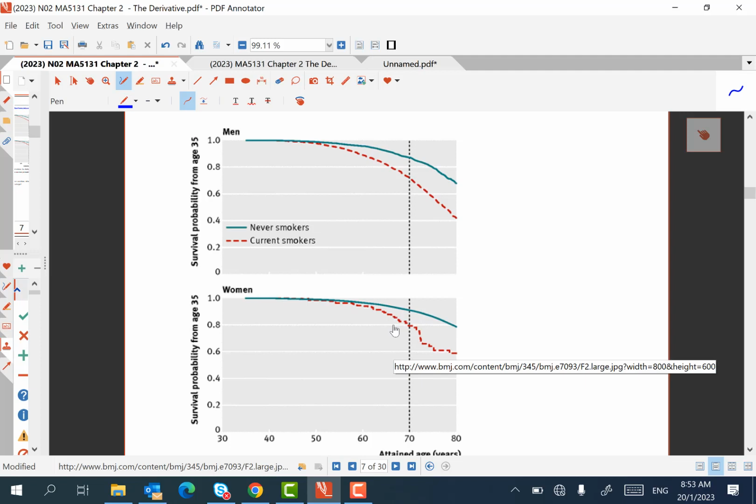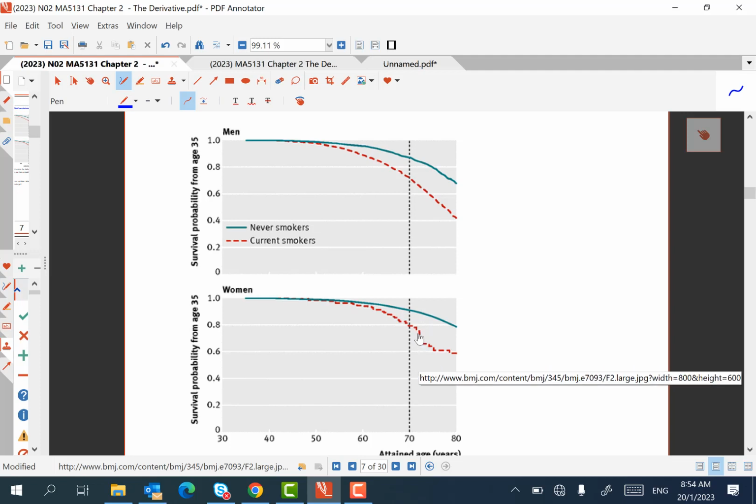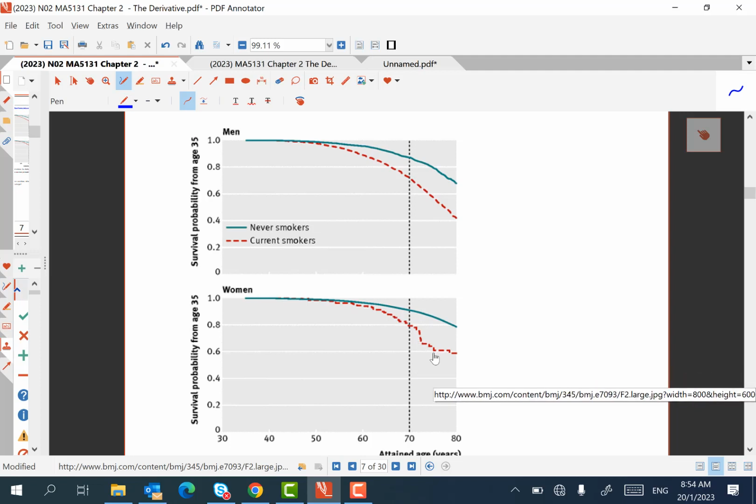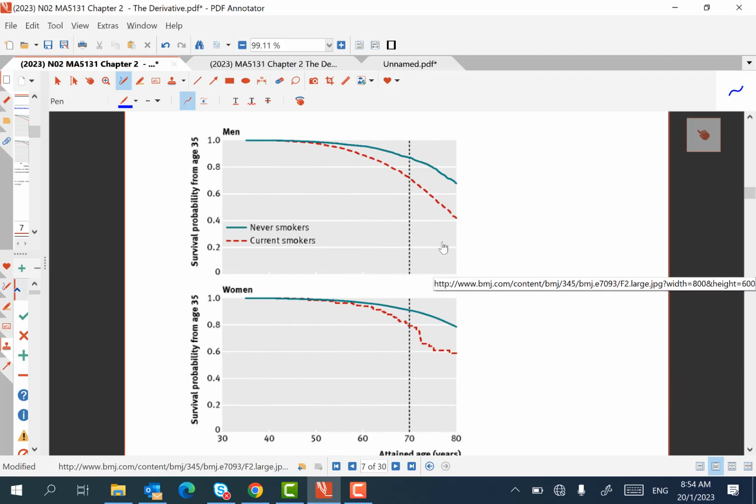Okay. In any case, when you apply your understanding of calculus to this chart, you find that the drastic change over here tells you that for women who smoke, your probability of survival drops quite quickly. But of course, if you look at the chart for men and women, men generally will die faster. Singapore, I was told, the average lifespan of a person in Singapore is over 80 years old.